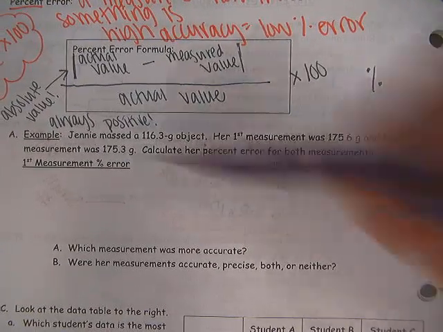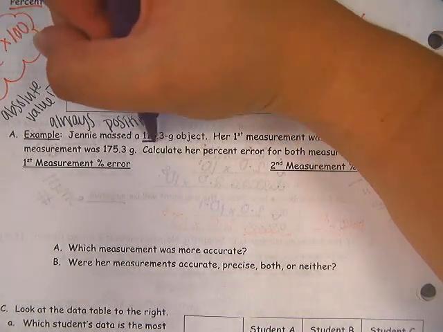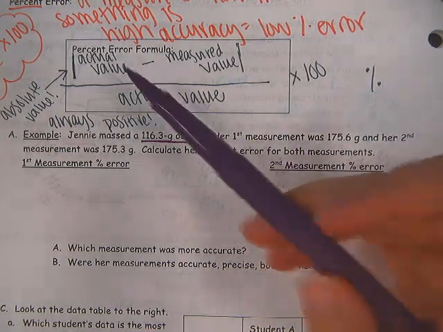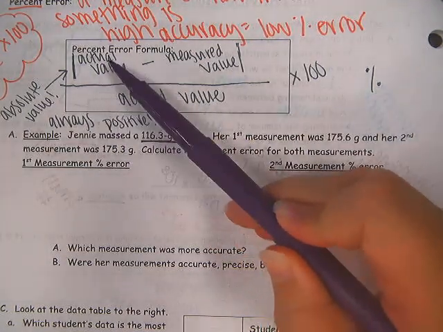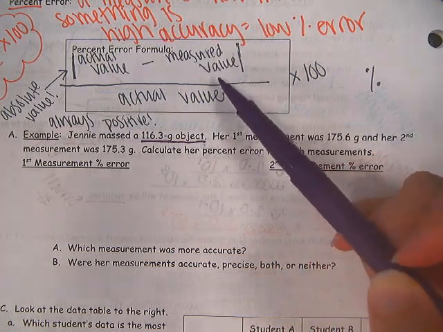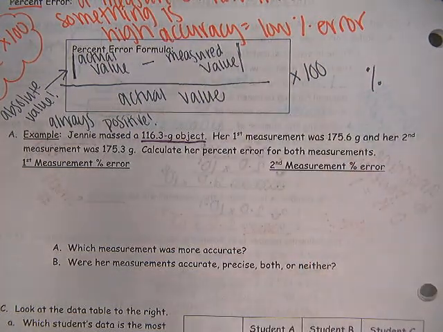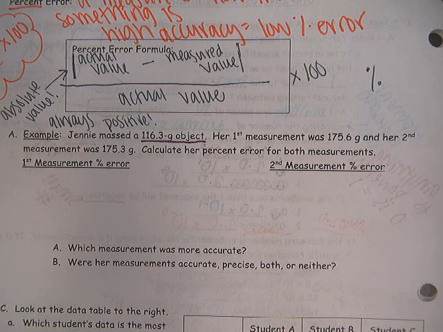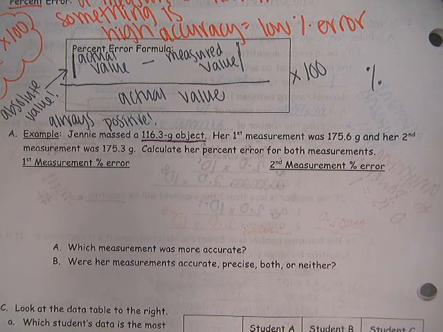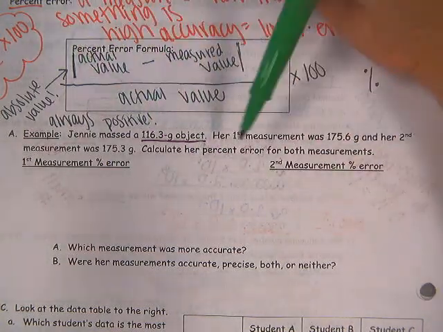So if we're looking at this example, we need to identify what we're plugging in and where. If we read this and we say she massed a 116.3 gram object, we need to determine, is that an actual value? Is that the true value of how much the object weighs? Or is that a measured value? Is that something that she took as a measurement in lab? And if you're not sure, you can continue on and read through the sentence and try to identify the other numbers first, and then use process of elimination to figure out where this one goes.